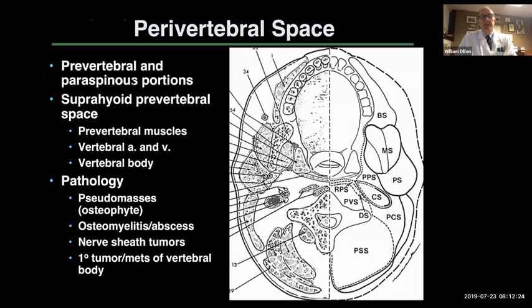Okay, the perivertebral space. This is a space surrounding the osseous structures of the spine and paraspinous musculature. And the reason this is important is that besides containing the vertebral artery and vein and bodies and the prevertebral muscles, pseudomasses can occur here. Osteomyelitis and abscesses can occur from the bones, pushing forward the retropharyngeal space. So you want to make that distinction. Can have primary nerve sheath tumors, chordomas, mets to the vertebral bodies.